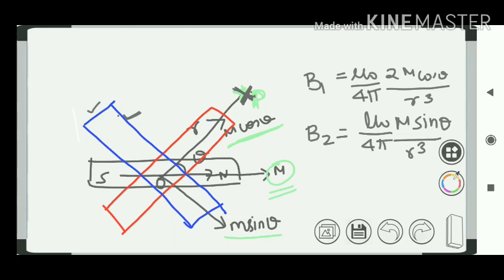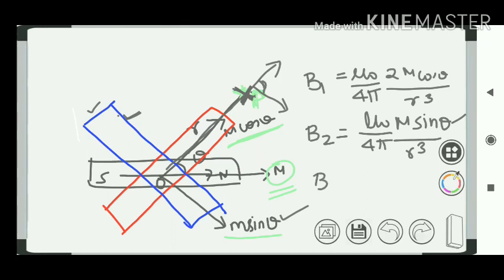But since the magnetic moment here is m sin theta, I have to write m sin theta here. Clear? Right. Now this B1 and B2 we consider as vectors. Let's say B1 is along this direction and B2 is in this direction, and their angle is 90 degrees.